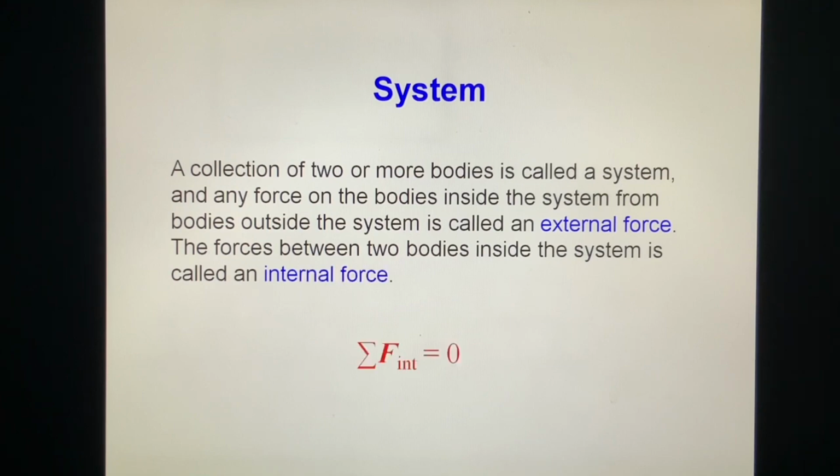Sigma F internal force equals 0, because forces appear in pairs. Action force and reaction force inside the system are always equal in magnitude and opposite in direction, but they never cancel out because they act on different bodies. Now we want to put all forces inside the system together. Definitely it will involve these two forces, and the sum of these forces is 0. So all sigma F internal force is 0.